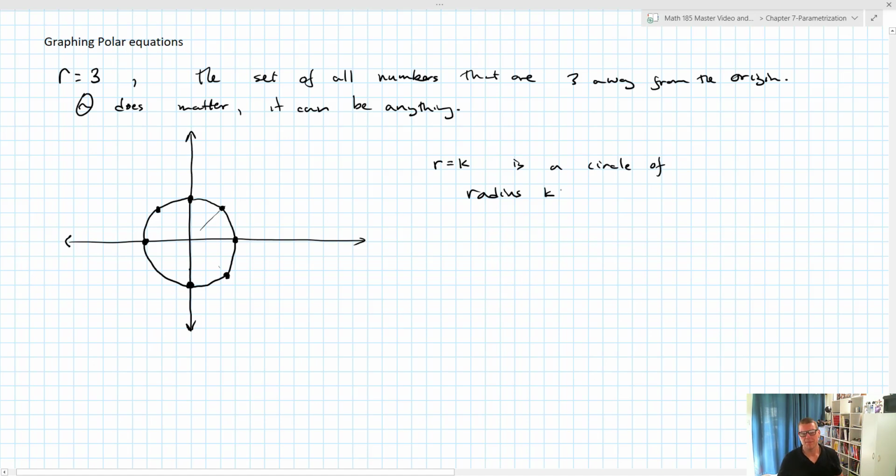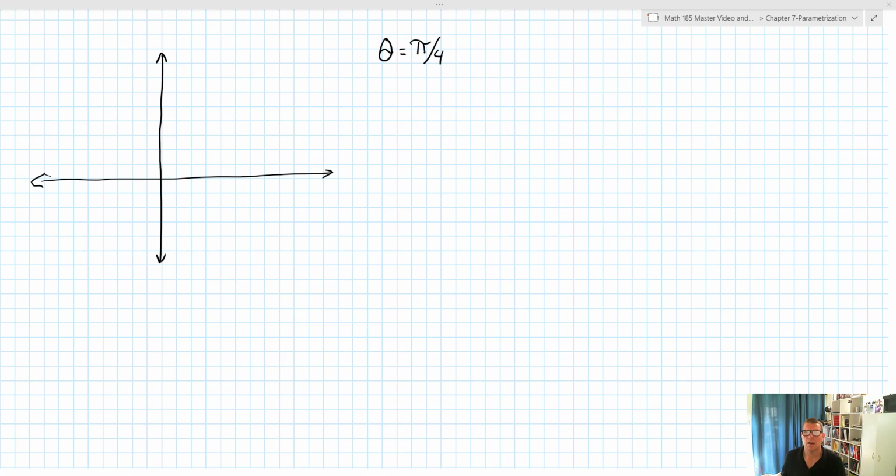All right, let's take a look at another example. Now let's look at theta equals pi over 4. In this case, what we've got is everything that has a terminal angle of pi over 4 away from the positive x-axis. So we might think about it as anything that's on this line right here.